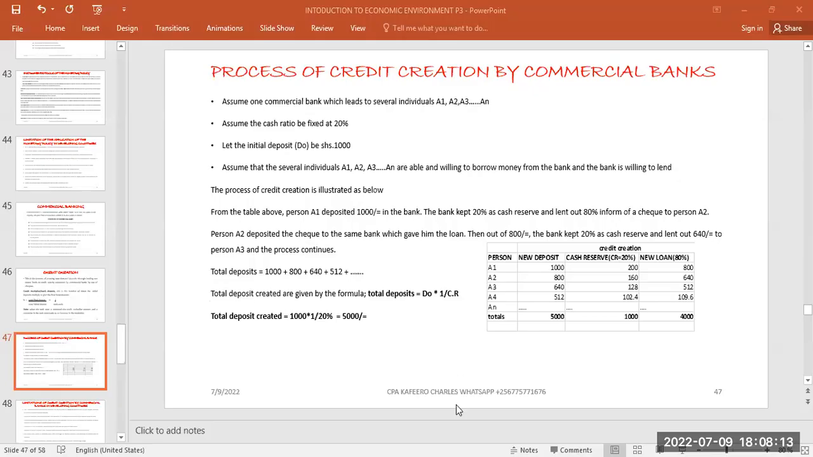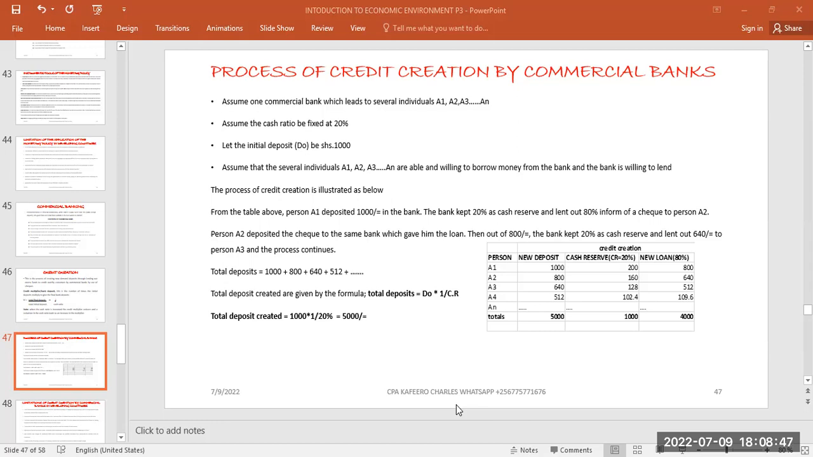The amount that is deposited to be 1,000 shillings. And we assume also that the several individuals, that is A1 up to AN, are able and willing to borrow money from the bank, and the bank is also willing to lend to them. If the bank is willing to give them the money, and they are also willing to take the money.